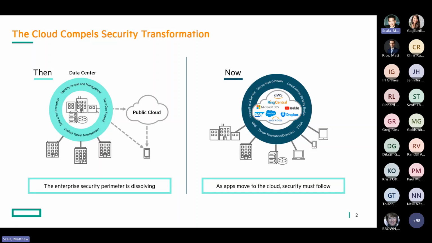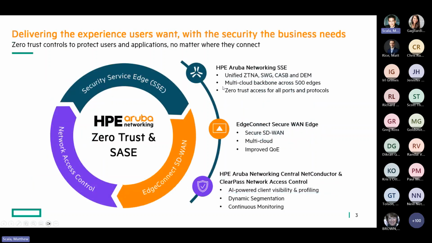Of course, in the old model, all of us are very familiar with things like MPLS connections, point-to-point. There's a lot of cost there. There's a lot of complexity. But with the new cloud-delivered security model, these traditional security functions are now moving to the cloud. So we'll talk about some of the buzzwords, right? ZTNA, CASB, SWG, DEM, and what this means. It's more than just a marketing play, if you will.